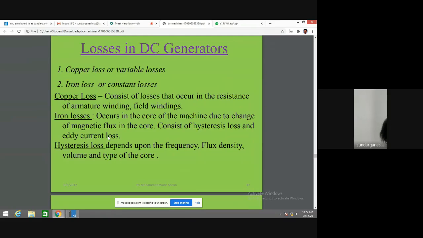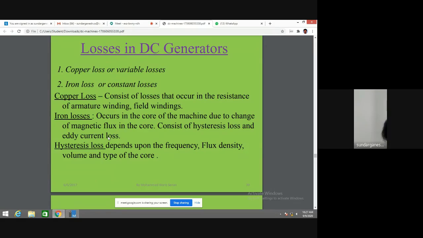Next one is iron loss. Iron loss occurs in the machine because the material we are using is iron parts. Since we are using iron, the magnetic flux interacts with it, so a magnetic field is produced. Even if you cut off the supply, it will not come back to a neutral state. There will be hysteresis loss and also eddy current loss.